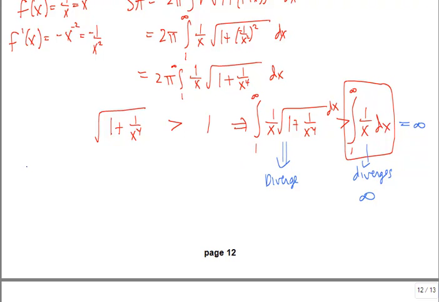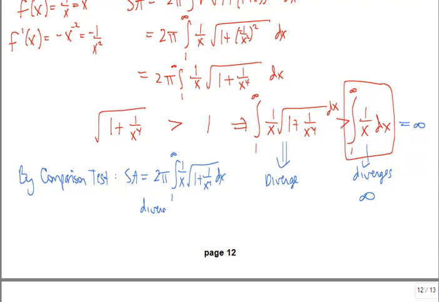So by the comparison test, this surface area, which is this 2 pi integral from 1 to infinity of 1 over x times the square root of 1 plus 1 over x to the fourth dx, diverges and is infinite. Okay? Which means that our surface area is infinite despite the fact that we had finite volume. So this is kind of a contradiction. Doesn't seem to make sense, but we just proved that it was the case. You can have finite volume and yet have infinite surface area. And this Gabriel's horn is an example of that.